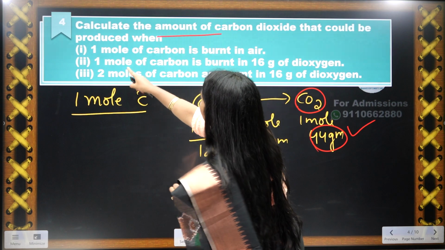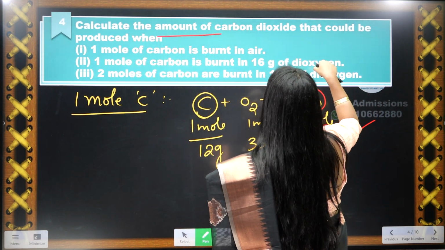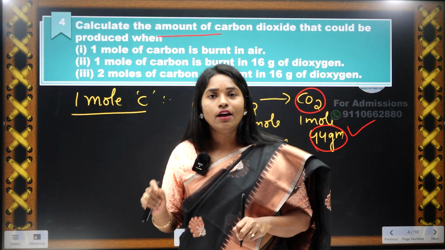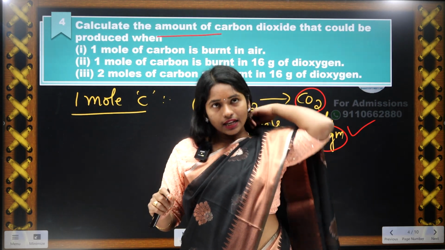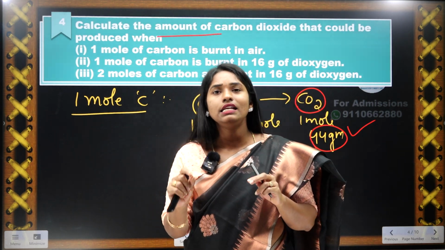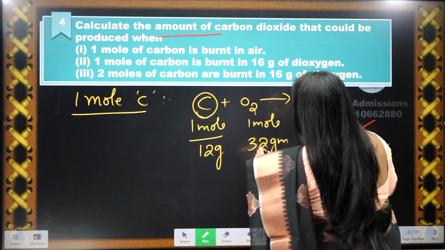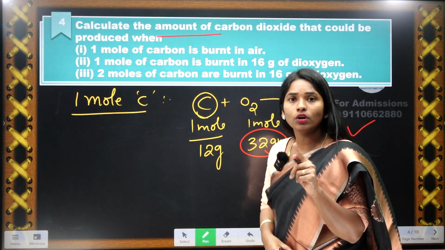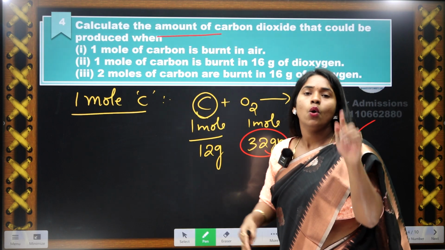Now see the next part. 1 mole of carbon is burnt in 16 gram of dioxygen. See, 1 mole is given, correct. But they are telling 16 gram. 1 mole is 32 grams. 16 gram is half.